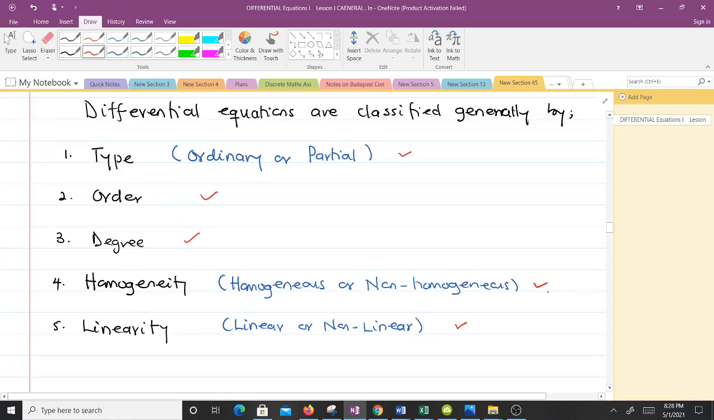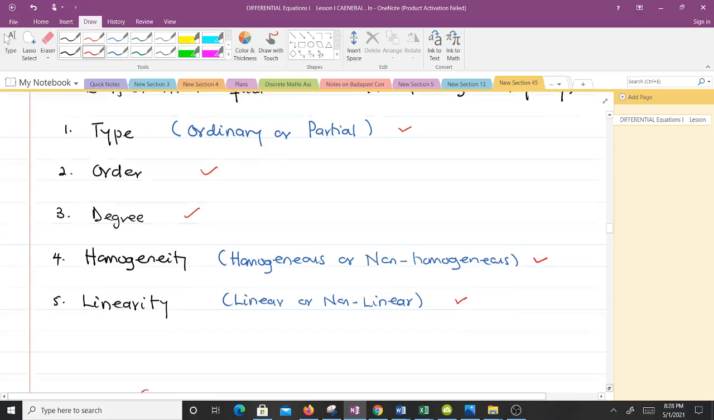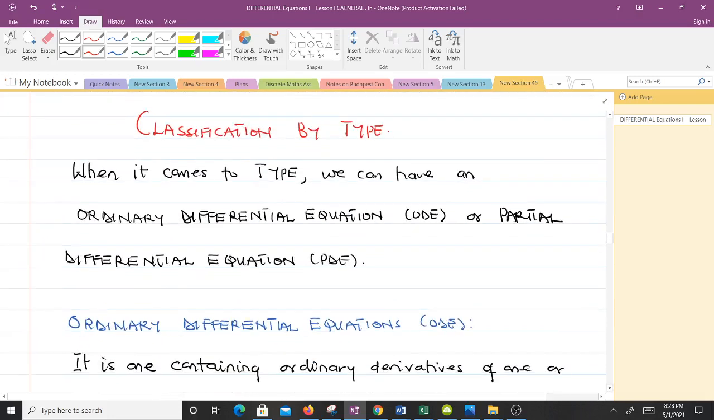So we are going to learn how to classify differential equations using these five things: the type, the order, the degree, the homogeneity, and the linearity. And it's not something difficult at all, so please pay attention and follow me with your heart. And yes, by the end of the lecture, you will understand. So let's take a look at the first one. That's classification by type.